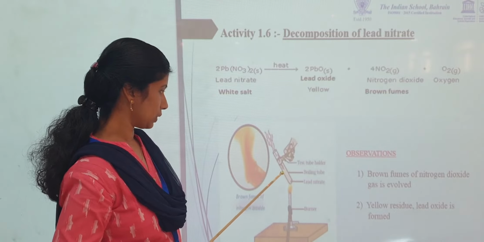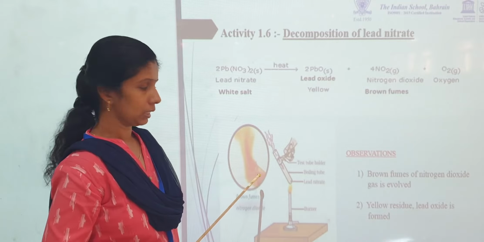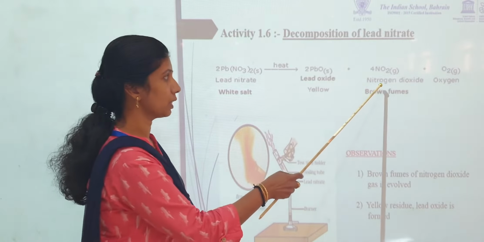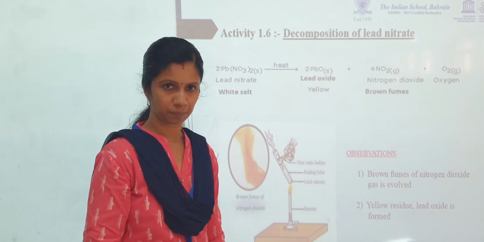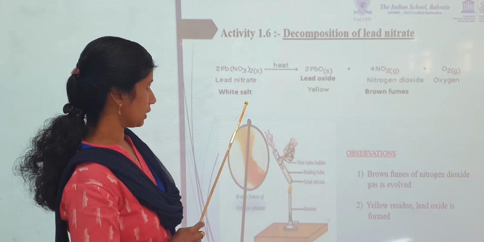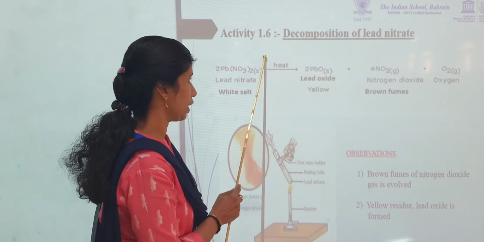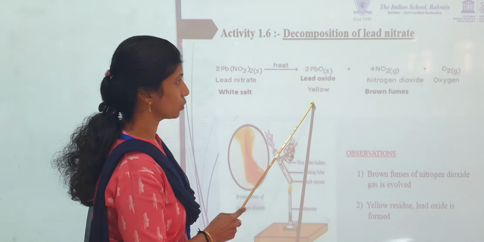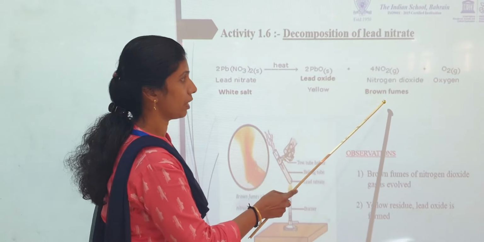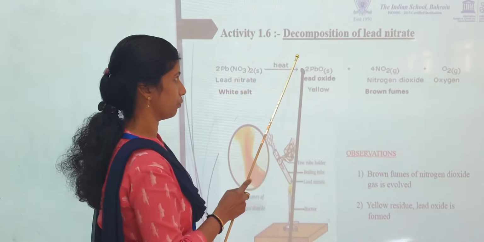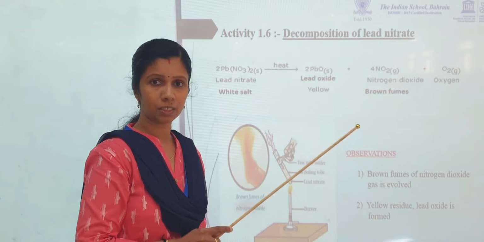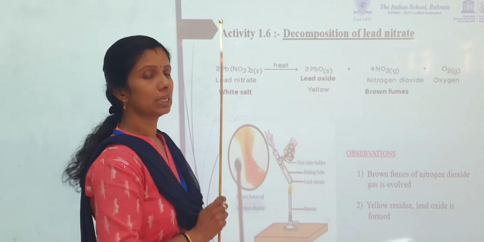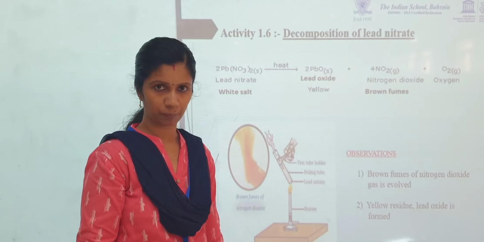During this process, we will observe the test tube is filled with brown fumes, and these brown fumes are nitrogen dioxide gas. So, in this reaction, on heating, when we are providing heat energy, this lead nitrate decomposes to give lead oxide, nitrogen dioxide and oxygen. We are using heat energy to break this substance. Therefore, it is also an example of thermal decomposition reaction.